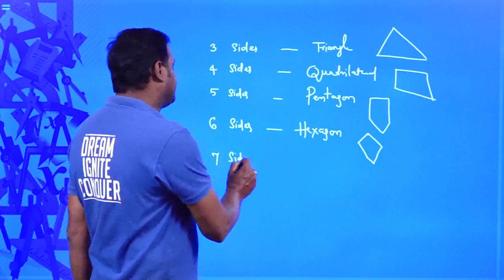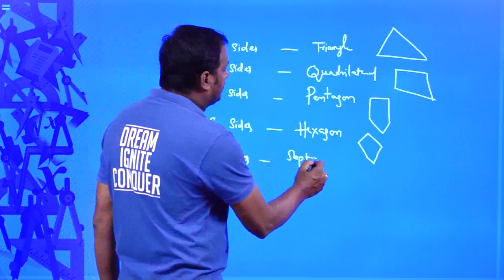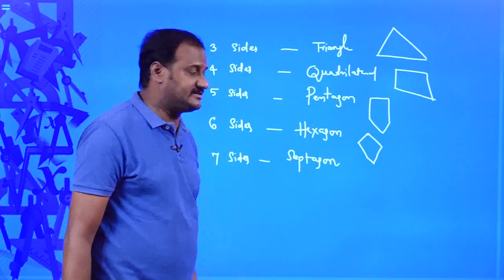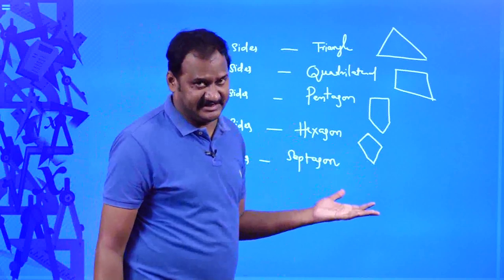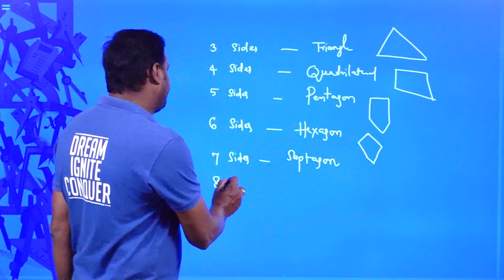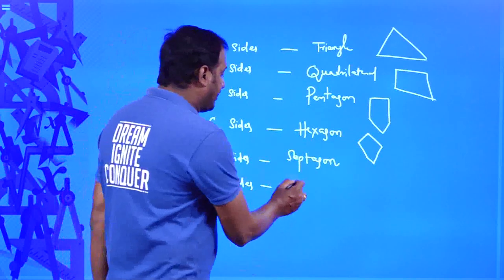And a polygon consists of seven sides is said to be a septagon. What do you call that? Septagon. It has how many line segments? It has totally seven line segments. So, it has totally seven sides. Got it? And if a polygon consists of eight sides, then what do you call this? Then you can call it an octagon.